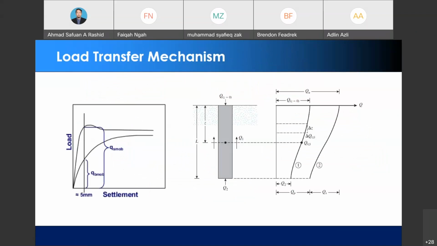Okay, in terms of load transfer mechanism, okay, the QB is the base, while the QS is the skin friction. Okay. So the QB, it depends. Okay, if it is end bearing, the QB is more greater compared to the QS. Okay. And for the settlement value, okay, if the floating or the friction pile, it is greater than the end bearing. Okay.